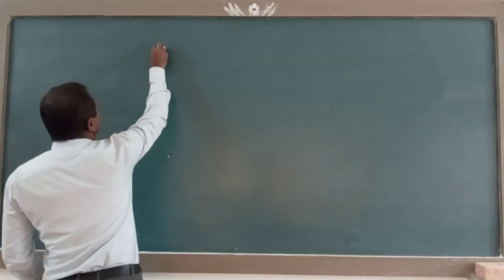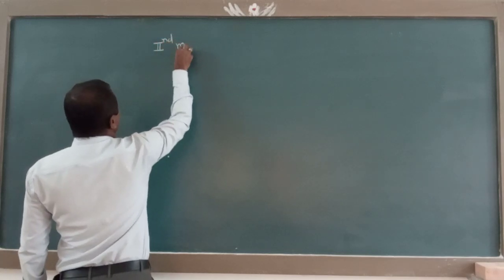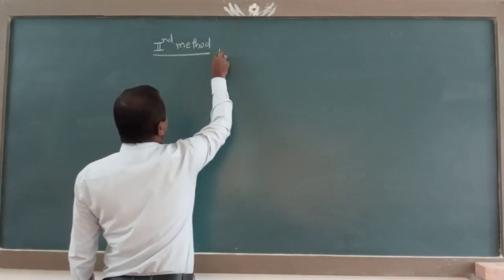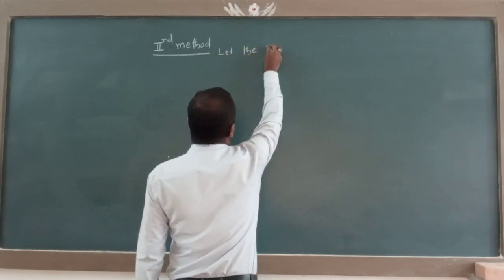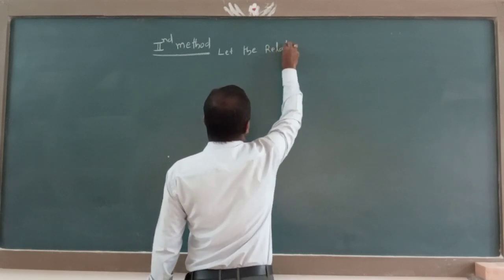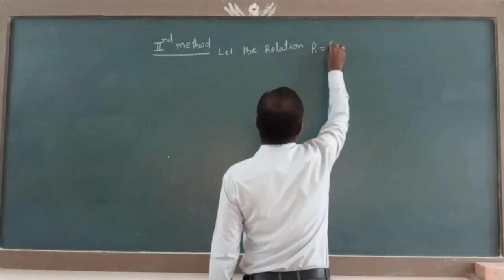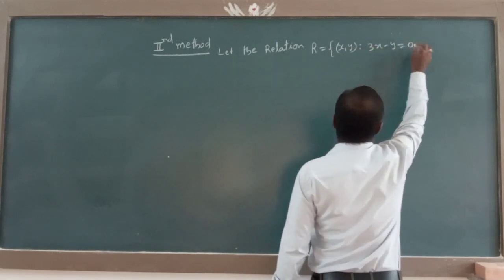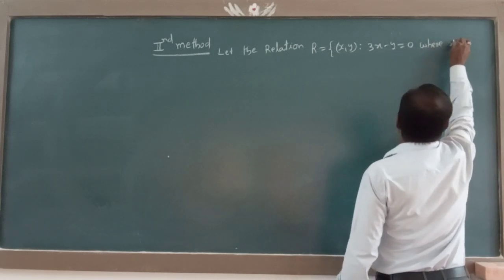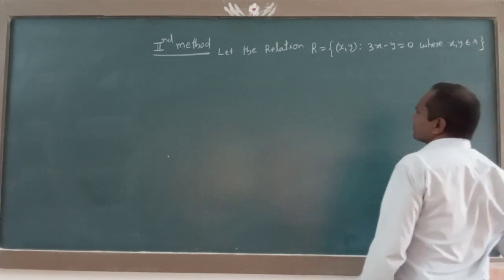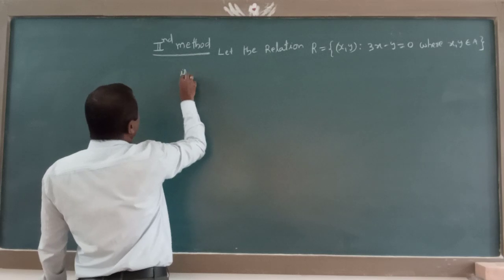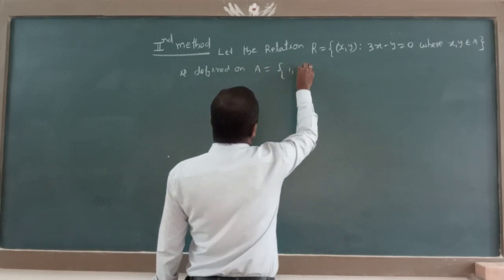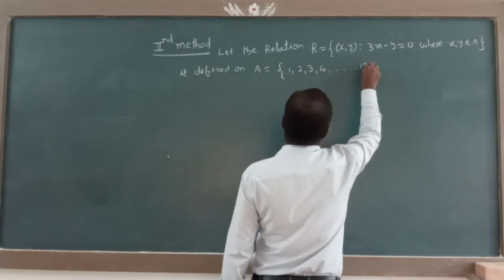Second method. Let the relation capital R is equal to x comma y such that 3x minus y is equal to 0, where x comma y belongs to capital A, is defined on A is equal to 1 comma 2 comma 3 comma 4 comma up to and so on 13 comma 14 here.